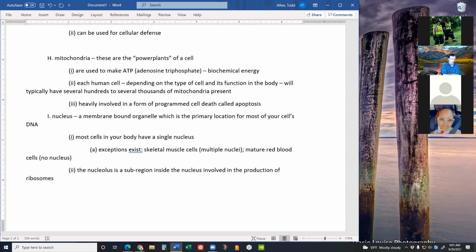Most books will give you the impression that there is one nucleolus in a nucleus. And that is also not really true. You can have multiple nucleoli inside a single nucleus.